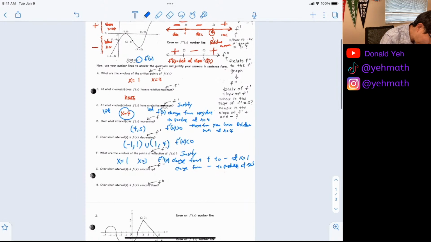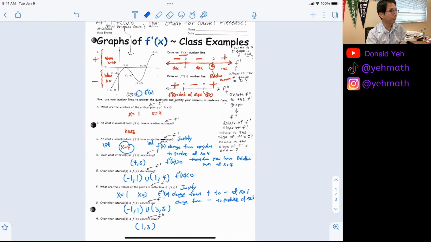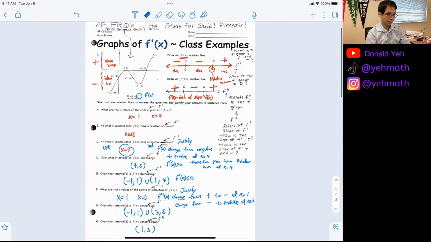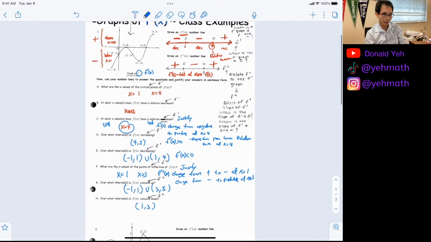And then concave up is going to give you from negative 1 to 1, union from 3 to infinity to 5. And this one is 1 to 3. And this is how you're going to write this. This is a perfect example of how to do this type of question. Very easy point. It doesn't have a lot of calculations. And you've got to be able to do this. If you need to take a picture, you can take a picture.